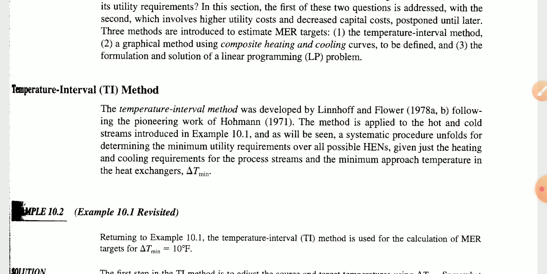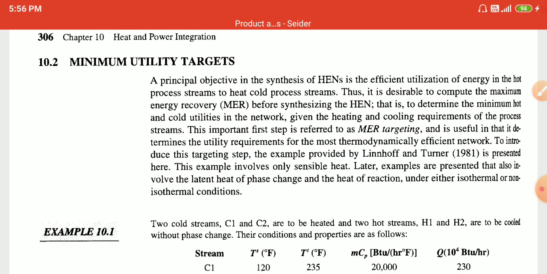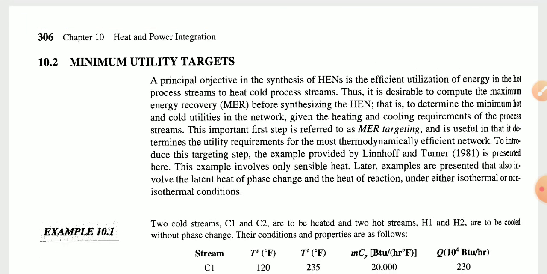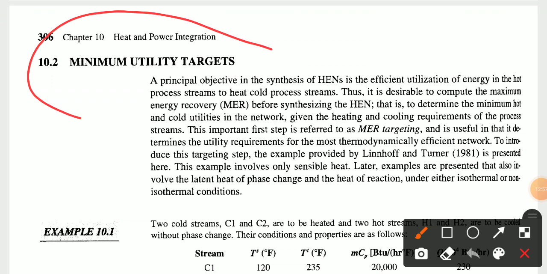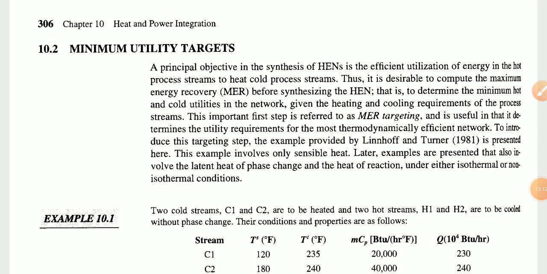This is the temperature interval method. What are the minimum utilities? This one, minimum utility targets. A principal objective in the synthesis of a heat exchanger networking is the efficient utilization of energy in the hot process streams to heat cold process streams. Thus it is desirable to achieve the maximum energy recovery, and the minimum hot energy requirement.